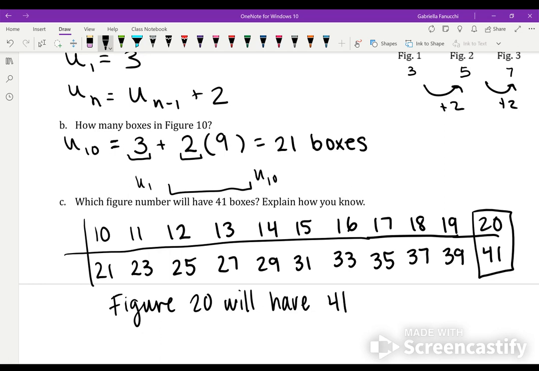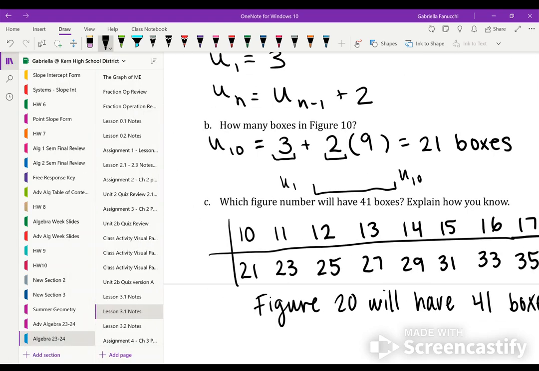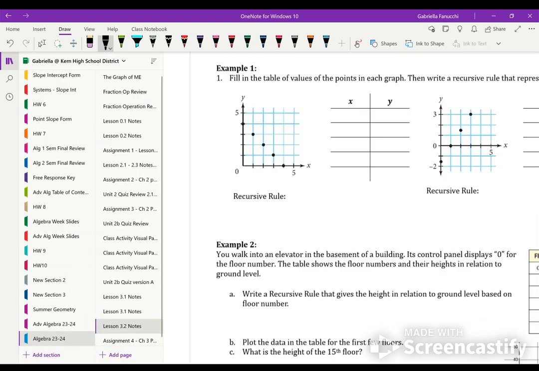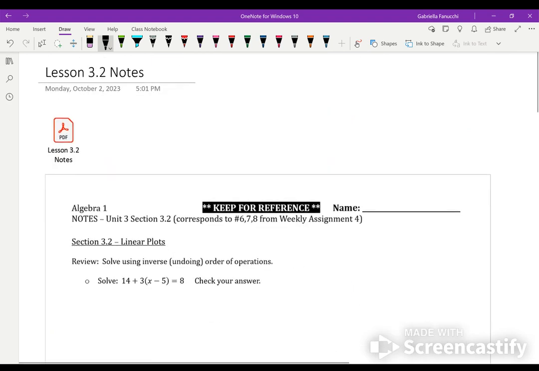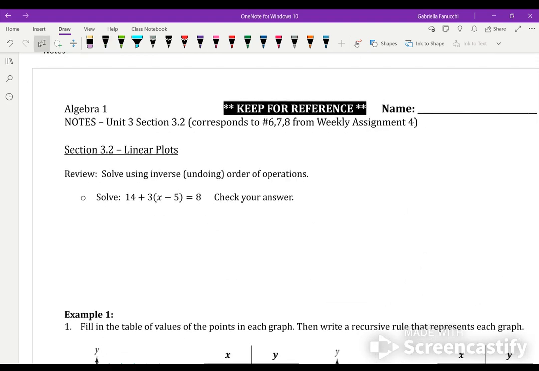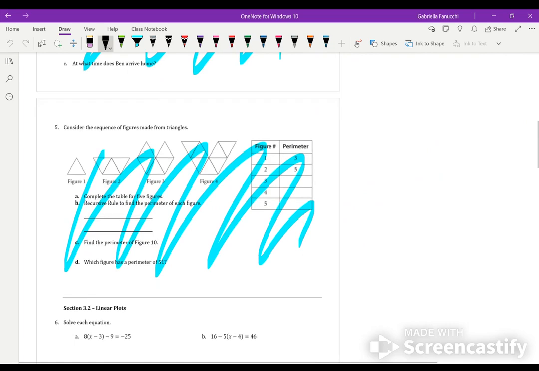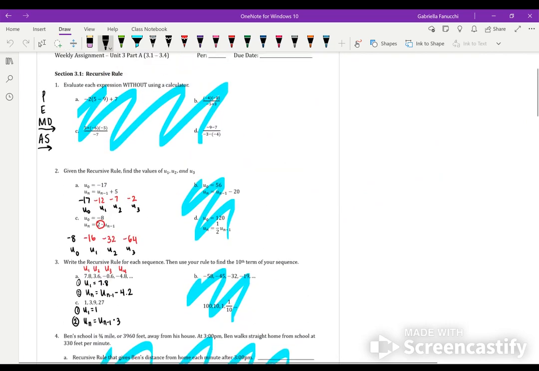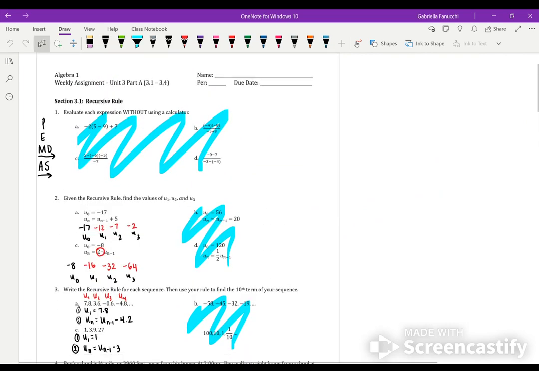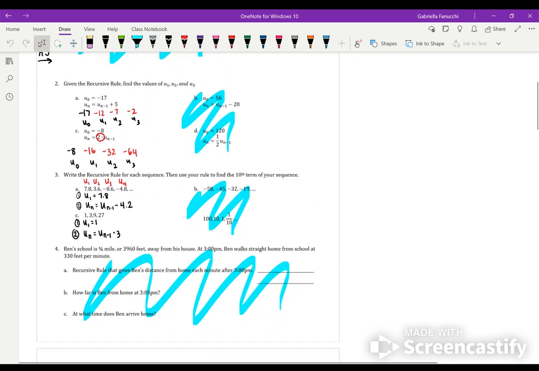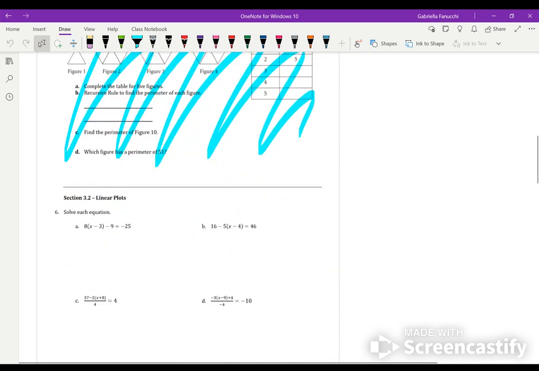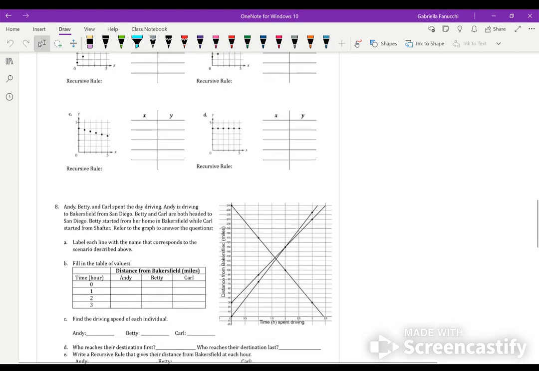Now we are going to move on to section 3.2. Remember, I will be checking both notes tomorrow in class. Section 3.2 is going to help you with questions number 6, 7, and 8. So here's your homework. Ignore the blue scribbles. Section 3.1, what I just finished, is going to cover number 1 through 5. Section 3.2 is going to cover 6, 7, and 8.